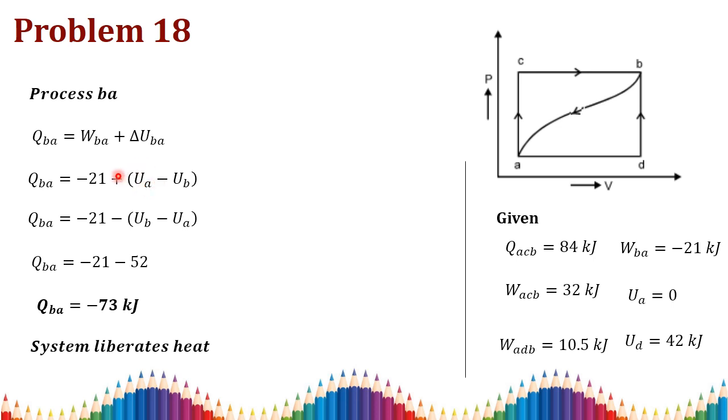So I am taking one minus sign outside for my convenience for substituting the same value. That is minus 21 minus of UB minus UA. We know that UB minus UA value will be 52. So substitute those values to get QBA as minus 73 kilojoule. The minus indicates that the system liberates heat.